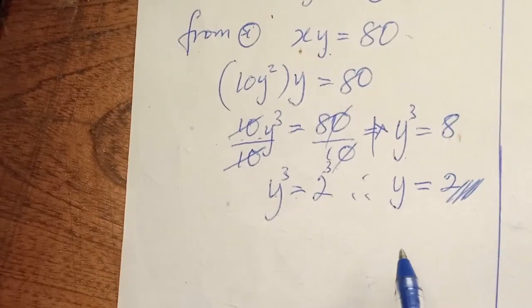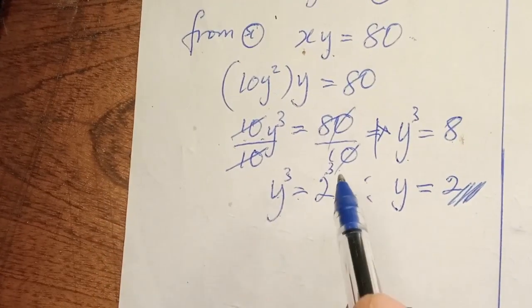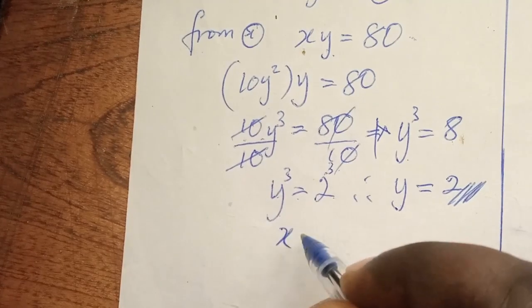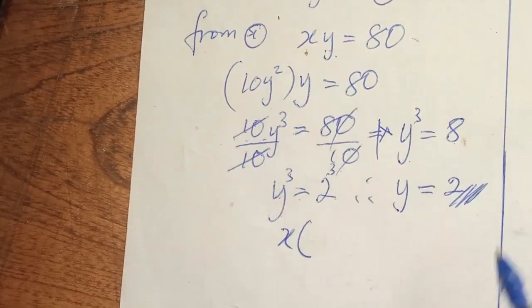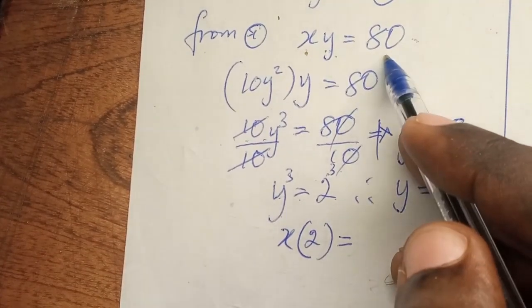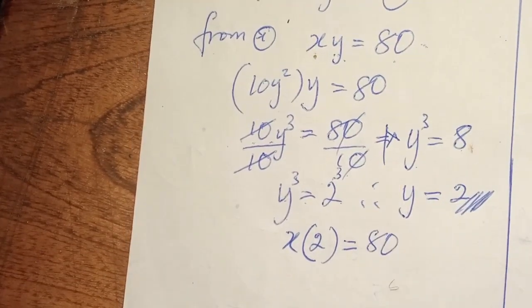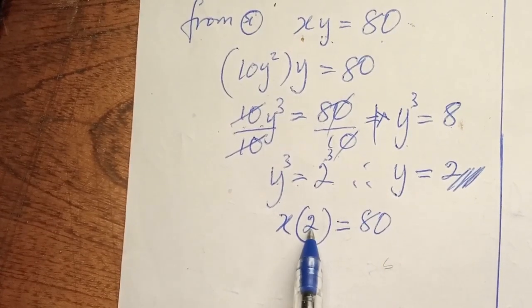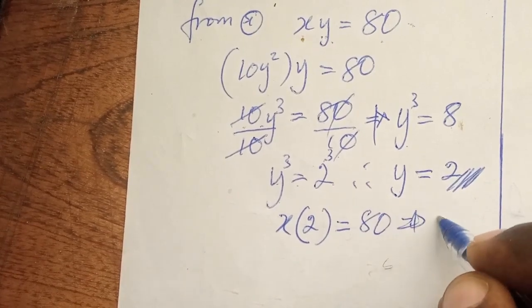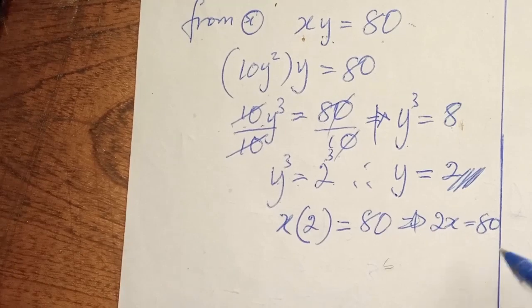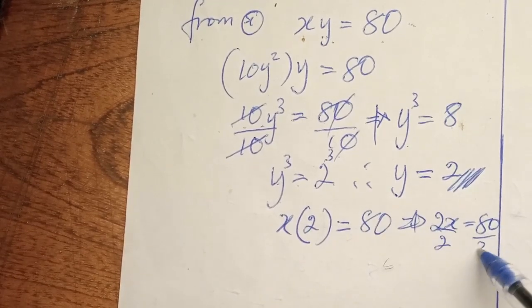So we can say that, let's try xy. We can say that this x that is here, this x times the y, now equal to 2, which we know. We put 2 here is equal to 80, as you can see here, 80. Now we have it. So x times 2 will give us 2x is equal to 80. This means that 2x is equal to 80. So to get the value of x, we have to divide both sides by 2.